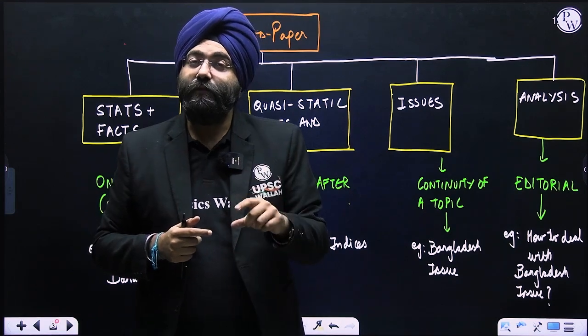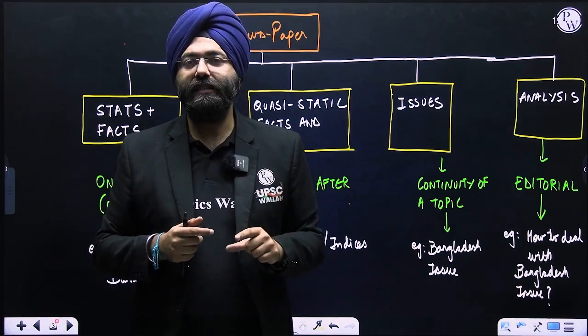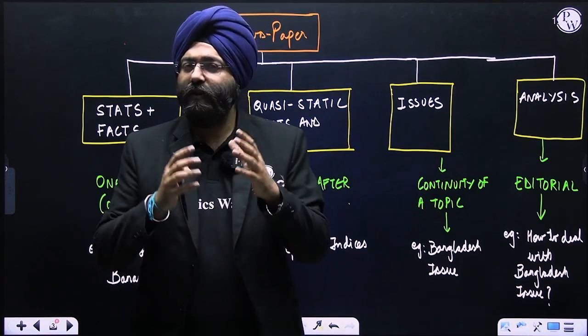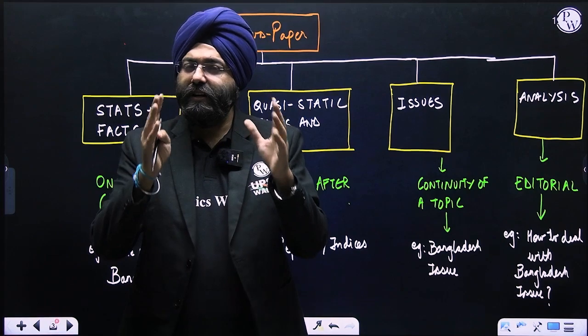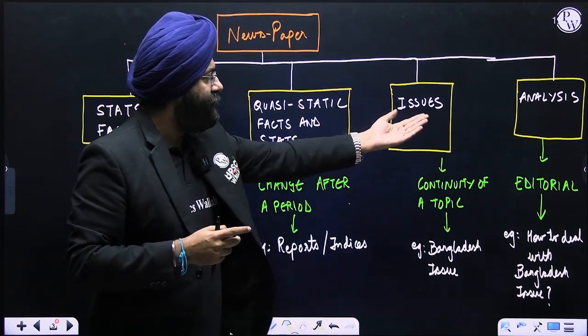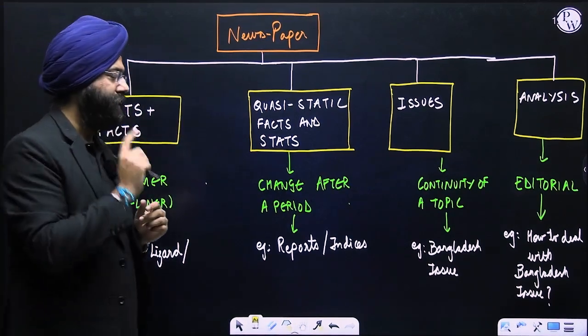If you read the newspapers, it helps you generate opinions. It helps you gain knowledge from the opinions that are given to you by various brilliant scholars and thinkers. So that is why these are the four types of things you will see in your newspaper. Now remember one thing.